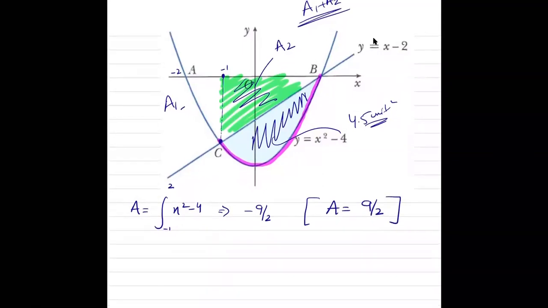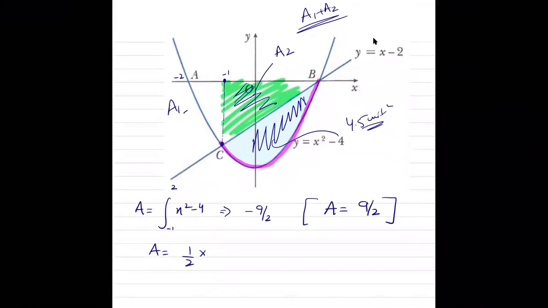As far as the triangle is concerned, the area of the triangle is going to be half times base. The base can be from minus 1 to 2, so that is 3 units. And the height of the triangle was minus 3, so again it's 3 units. So 9 over 2.